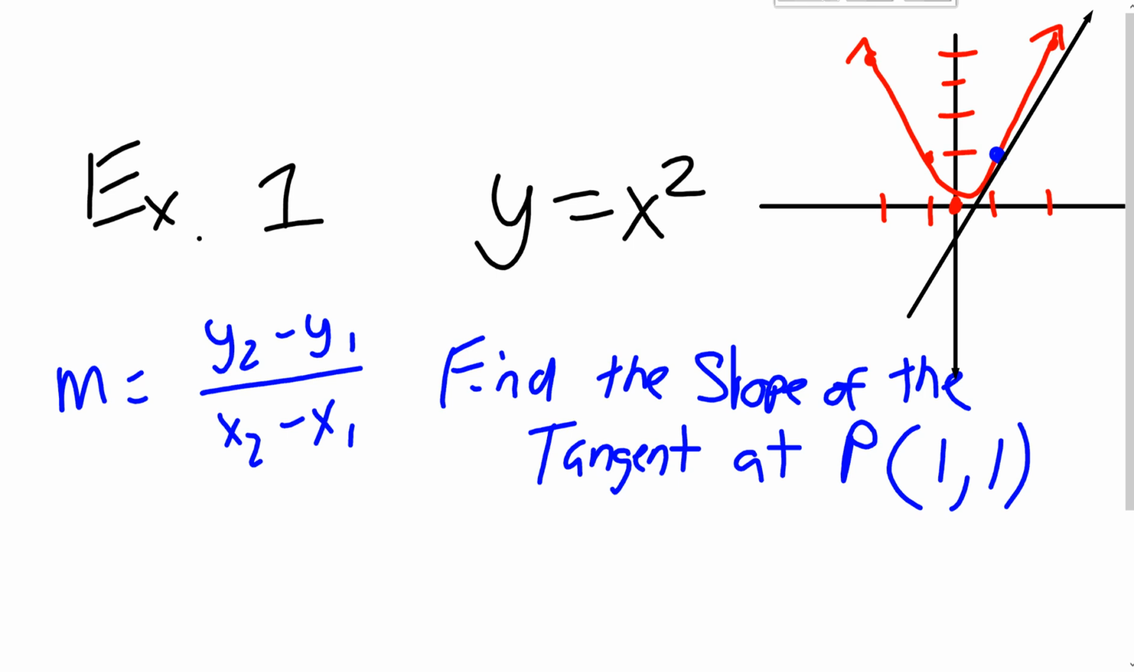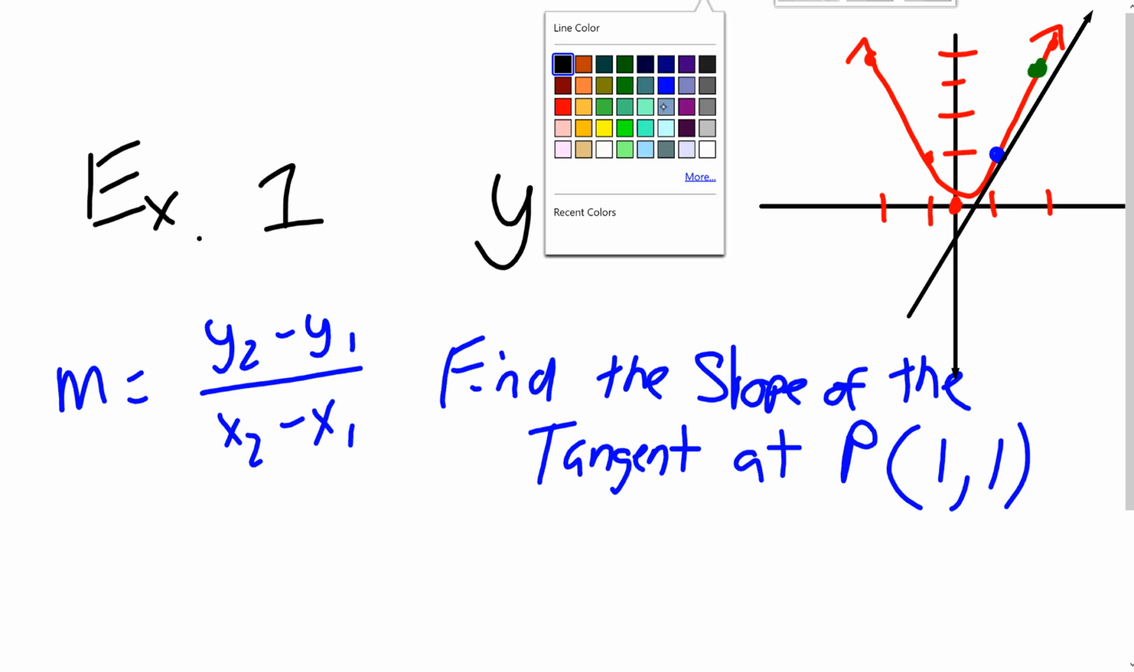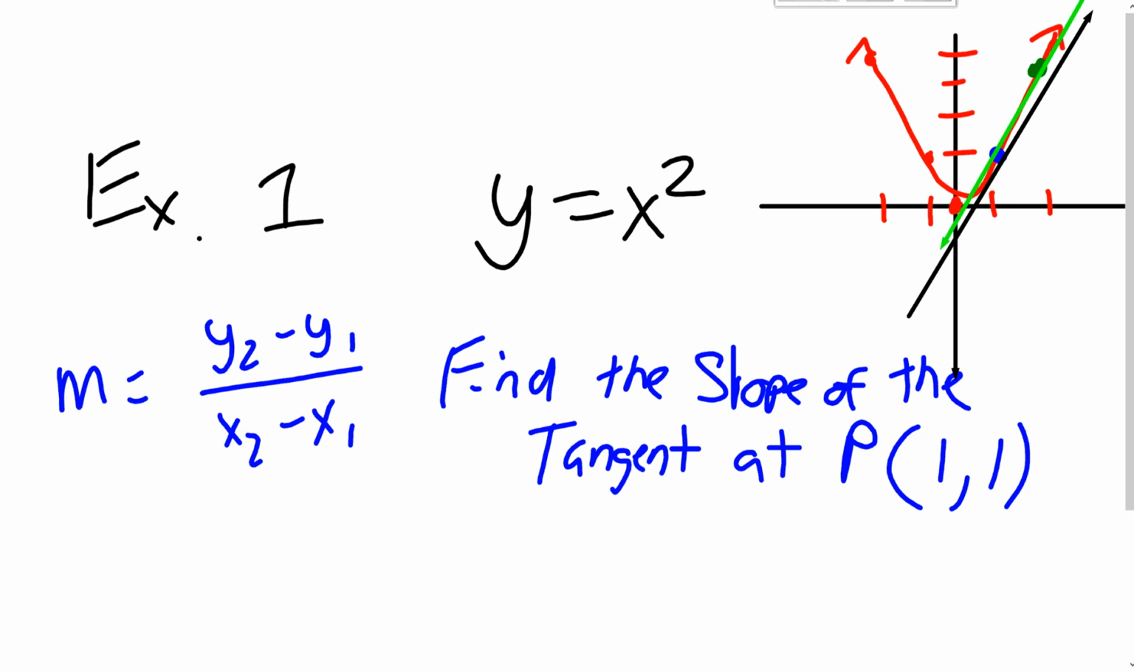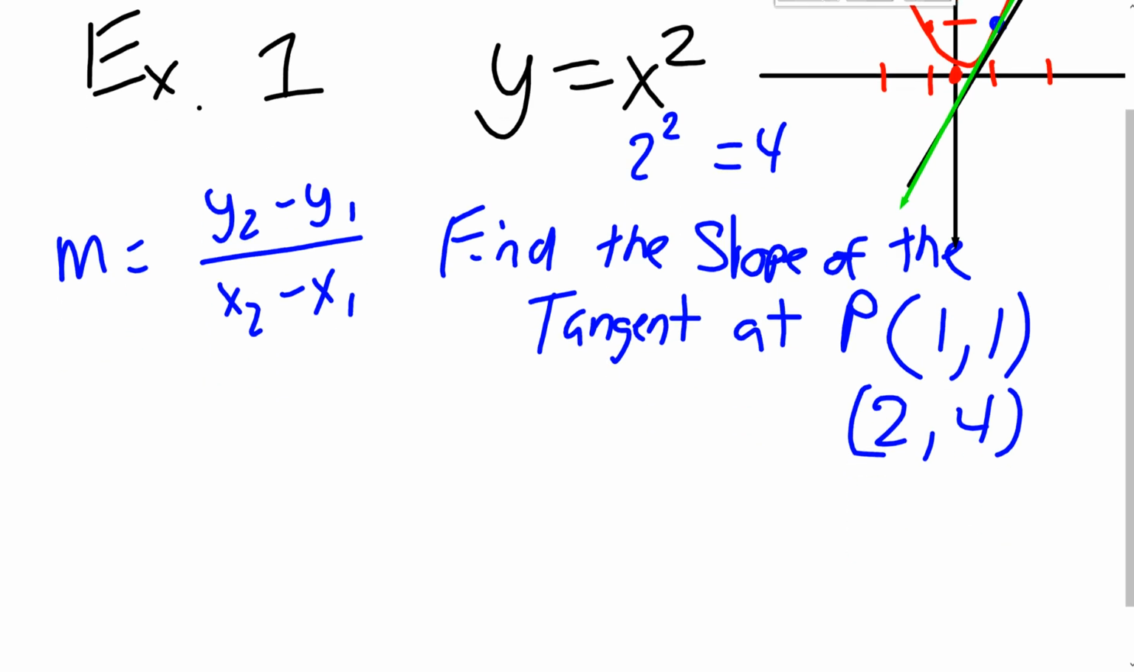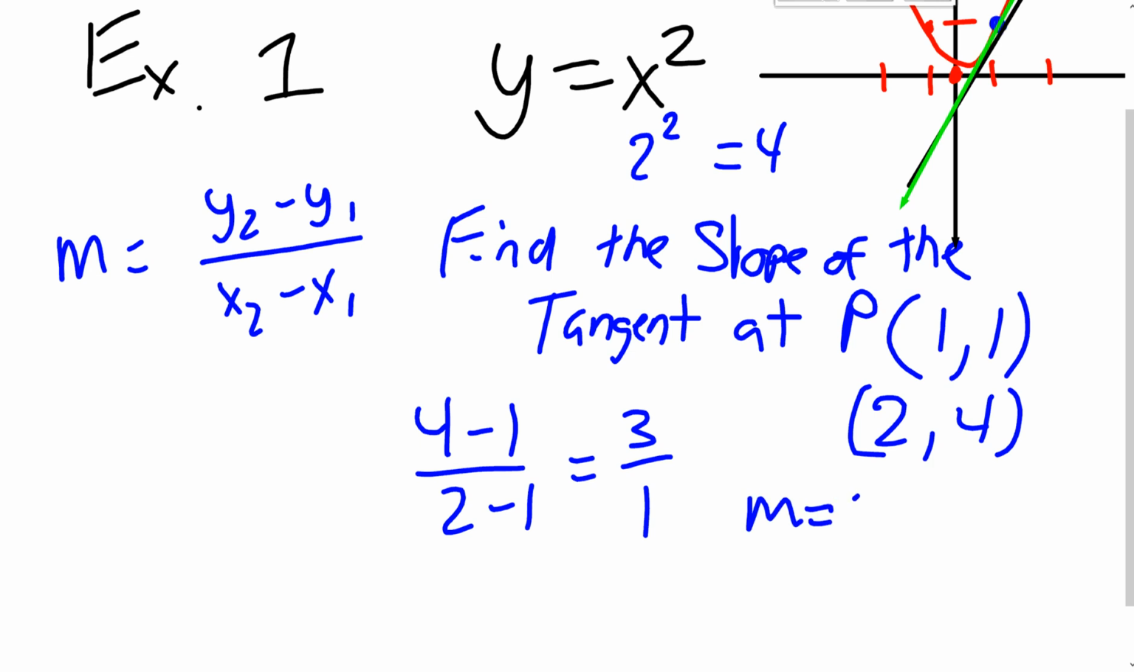So we could estimate and say, okay, let's do a secant. Let's do a second point, like 2, 4, and find the slope of this line, in green here. That doesn't look exactly like that first line, but it's kind of close. I plug in 2 and square it, and I get 4. So my second point is 2, 4. 4 minus 1 over 2 minus 1 is 3 over 1. So the slope of the green one is 3.